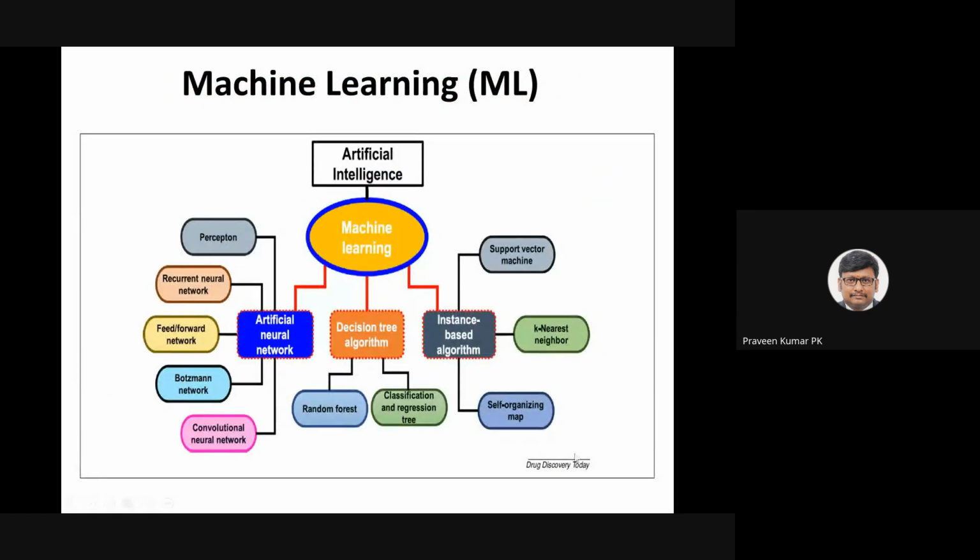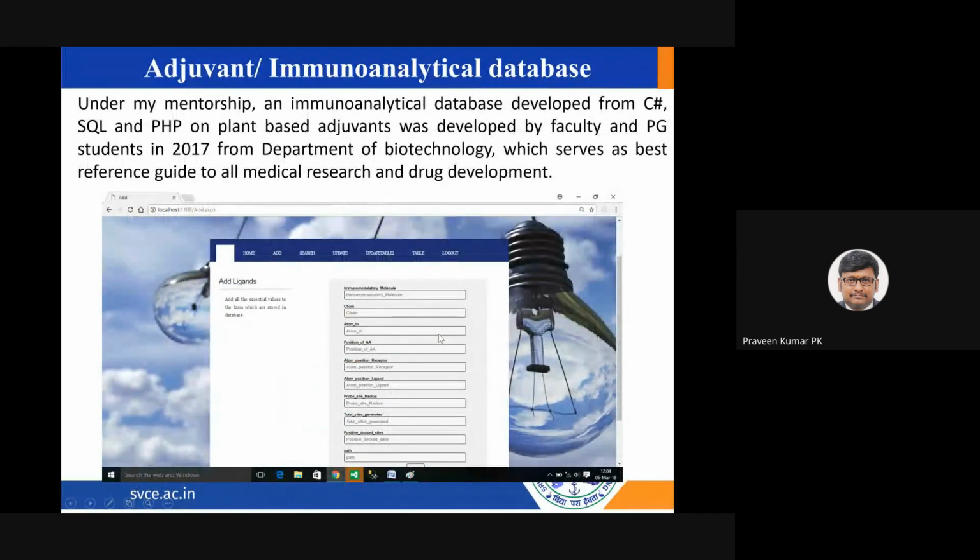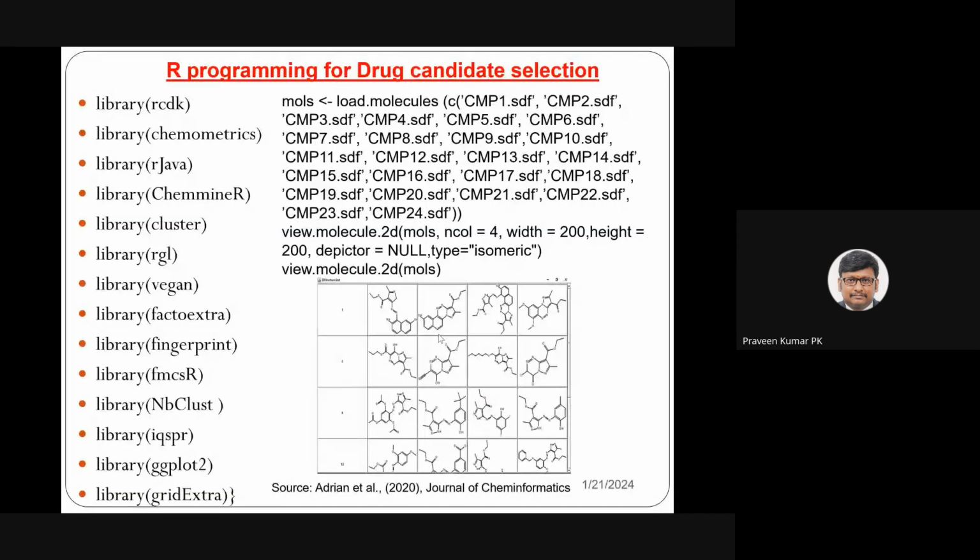And machine learning, overall, I can tell you, is a subset of artificial intelligence. So many machine learning algorithm methods are used for different drug design studies. And even one such database was developed, and we can develop a few more databases using R programming. R programming is meant especially for statistical analysis. That's what you understood, isn't it? But in an article, R programming is also used for drug candidate selection. If you have thousands of compounds and you want to select the best compound for a target receptor, we can develop our own tool through R programming.